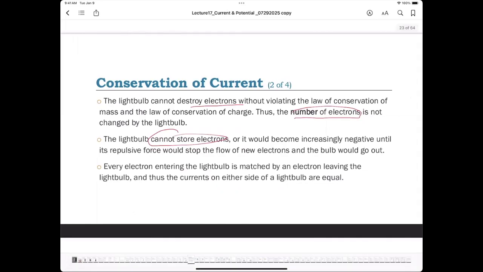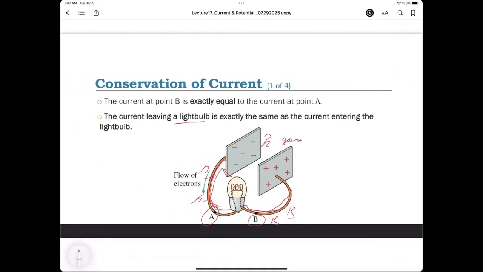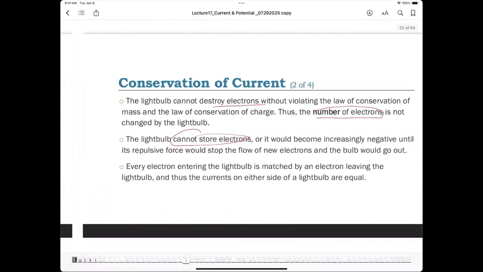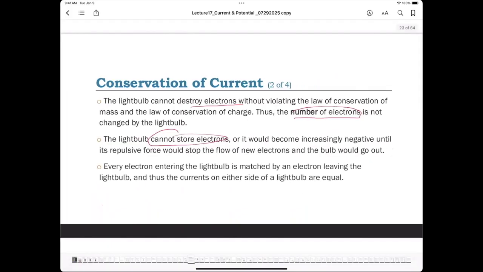Every electron entering the bulb is matched by an electron leaving the light bulb. The electrons go through from here to here, and then come out from the bulb. It just goes through the bulb, and thus the currents on either side of the light bulb are equal.